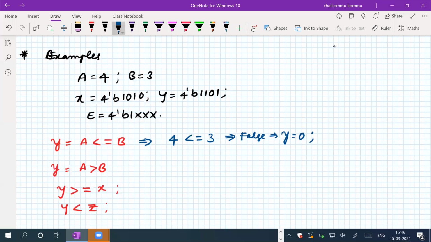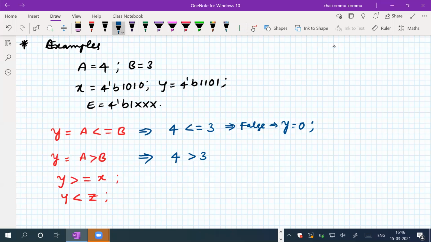What about here? A is 4, greater than 3. Is it true or false? In the previous one, less than or equal to 3 was false. If A is greater than 3, yes, this is true, which means Y is assigned 1.